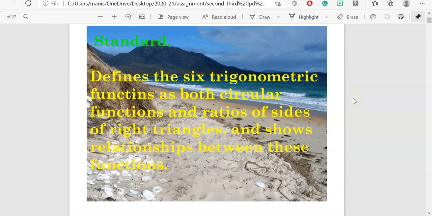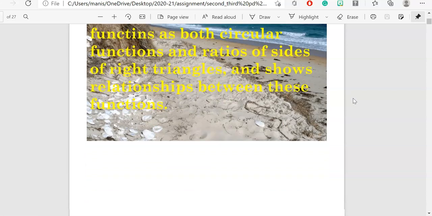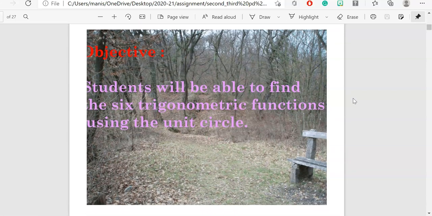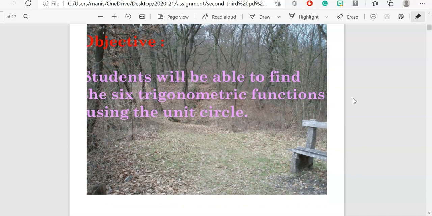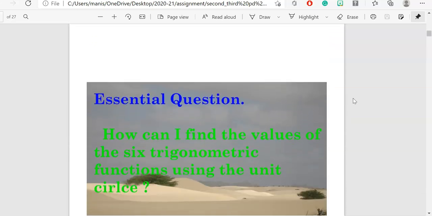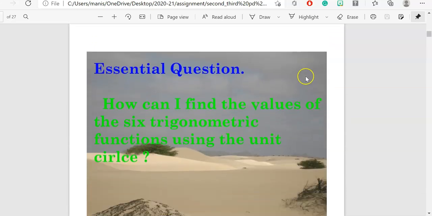We will be learning about the unit circle. Our objective is that students will be able to find the 6 trigonometric functions using the trigonometric ratios. How can I find the value of the 6 trigonometric functions using the unit circle?